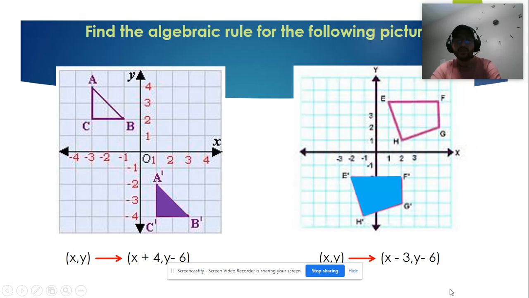So that's how you write the rule when we're talking about translation. First start with the x, left or right, and then we add or subtract on the x, and then up and down, that will be for the y. We add or subtract on the y if we move up or down. Okay?